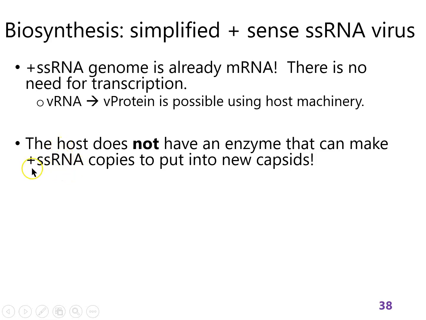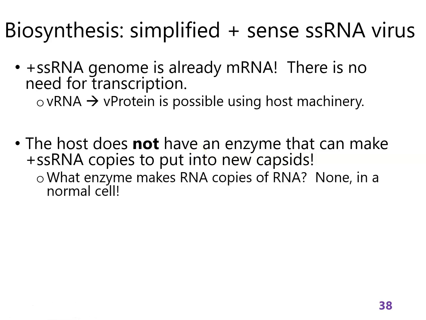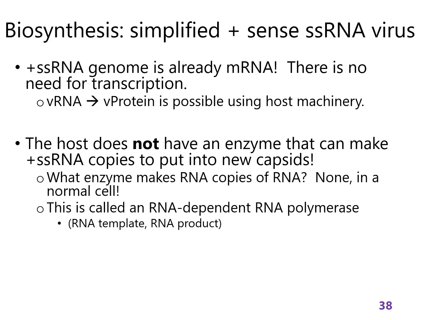So to make a copy of this, we would have to make an anti-parallel negative sense RNA. The complementary strand of this we call negative sense. And then we would use that to make copies of this. But the host cell, like our own cells, have no enzymes that can do that. We don't have enzymes that can make RNA copies of RNA molecules. We just don't. These enzymes that we don't have are called RNA-dependent RNA polymerases.